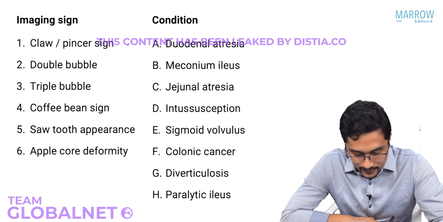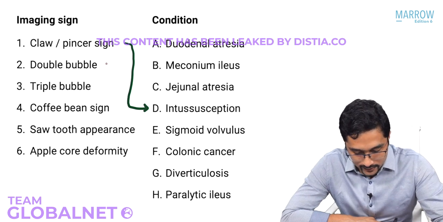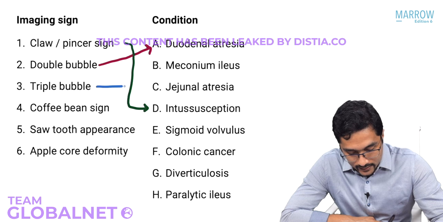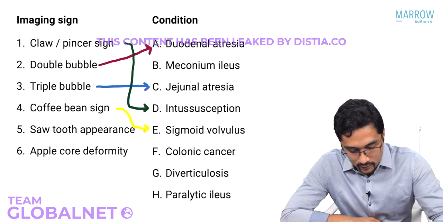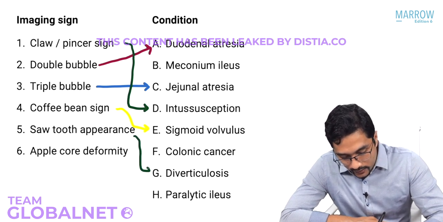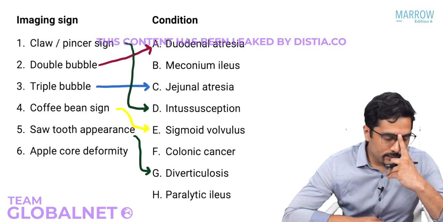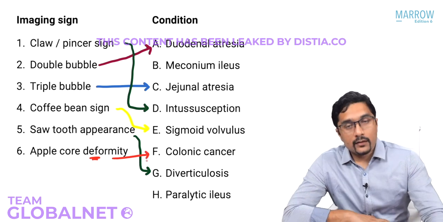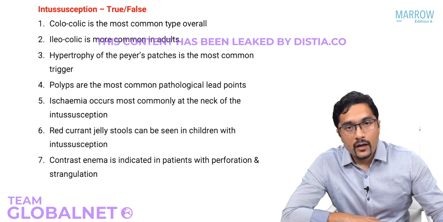Claw or pincer sign. This can be seen in intussusception. Double bubble sign can be seen in duodenal atresia. Triple bubble, I've highlighted, is seen in jejunal atresia. Coffee bean sign is seen in sigmoid volvulus. Sawtooth appearance is seen in diverticulosis. This has been highlighted in the benign small and large bowel conditions module. And apple core deformity can be seen in colonic cancer. This is for left-sided lesions.